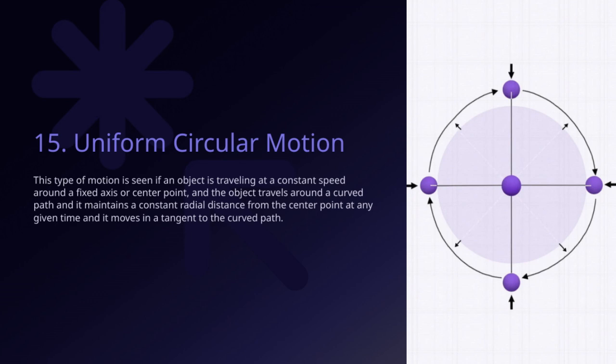So even though the speed is constant, the direction is constantly changing, which is a key characteristic of uniform circular motion. This concept ties into our overall discussion of motion because it illustrates how objects can move in predictable, circular patterns while maintaining consistent speed, highlighting the interplay between speed, direction, and force in circular dynamics.